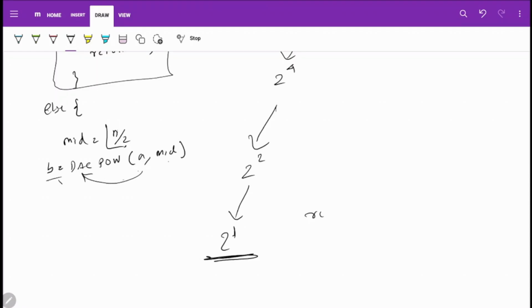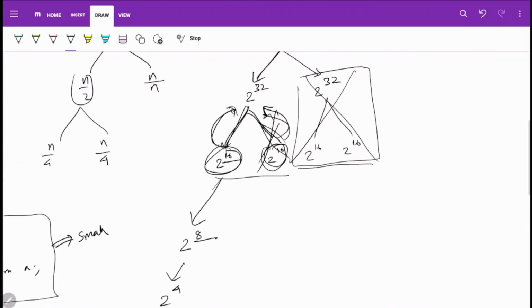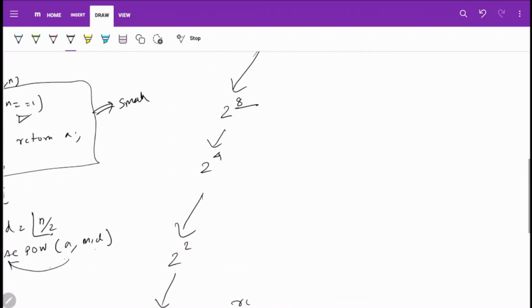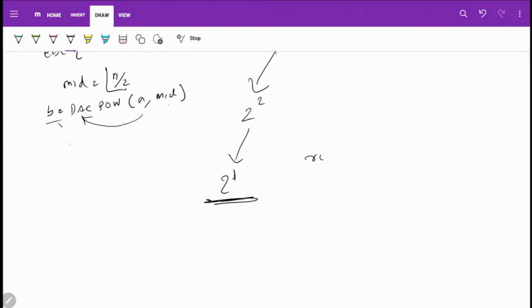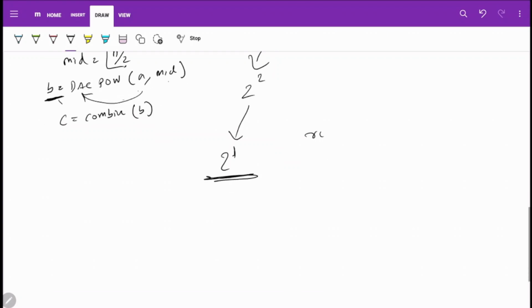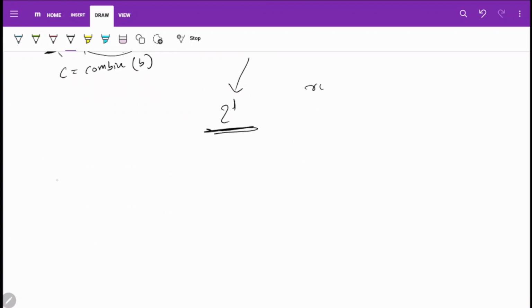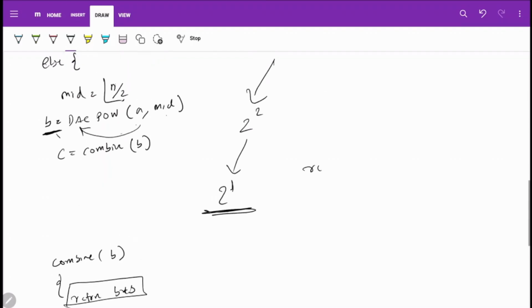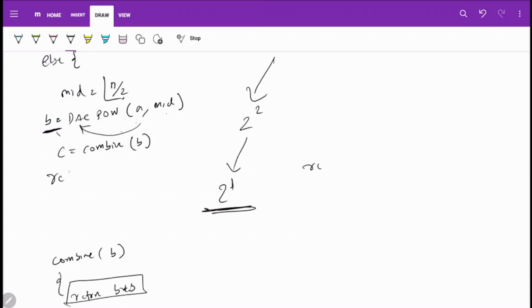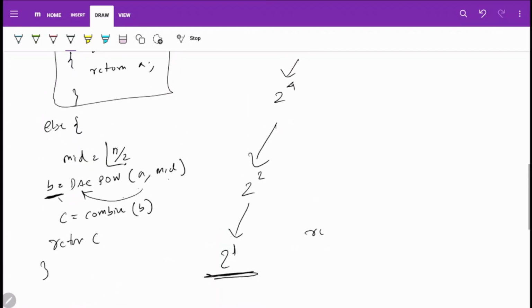So I have to multiply it twice, because you can see when we're combining, we're multiplying. Let's say combine is a function which accepts the result of the smaller subproblem. So what will be the combine algorithm? Combine accepts b and returns b into b. This will be the combine algorithm for this divide and conquer algorithm. And last, we will return c. So this is our solution for finding the power of an element using DAC.